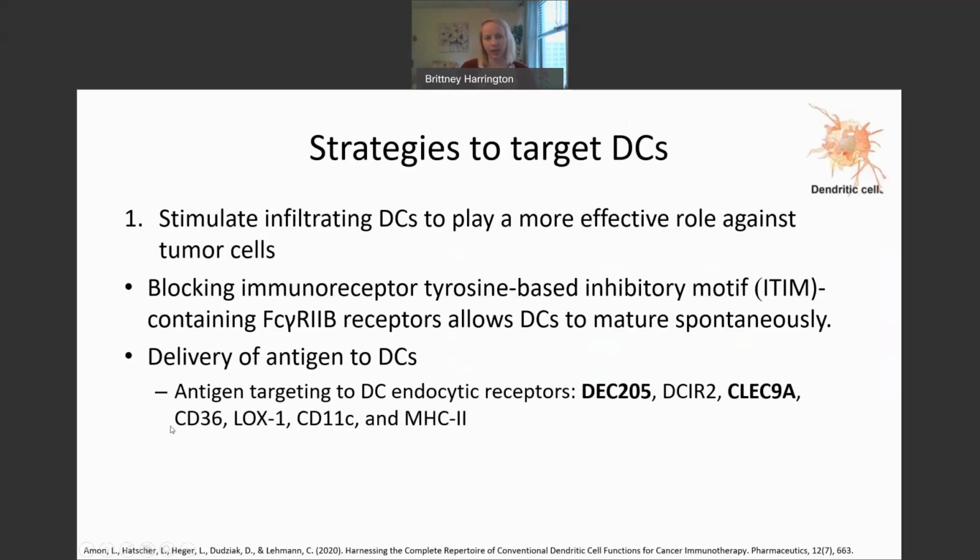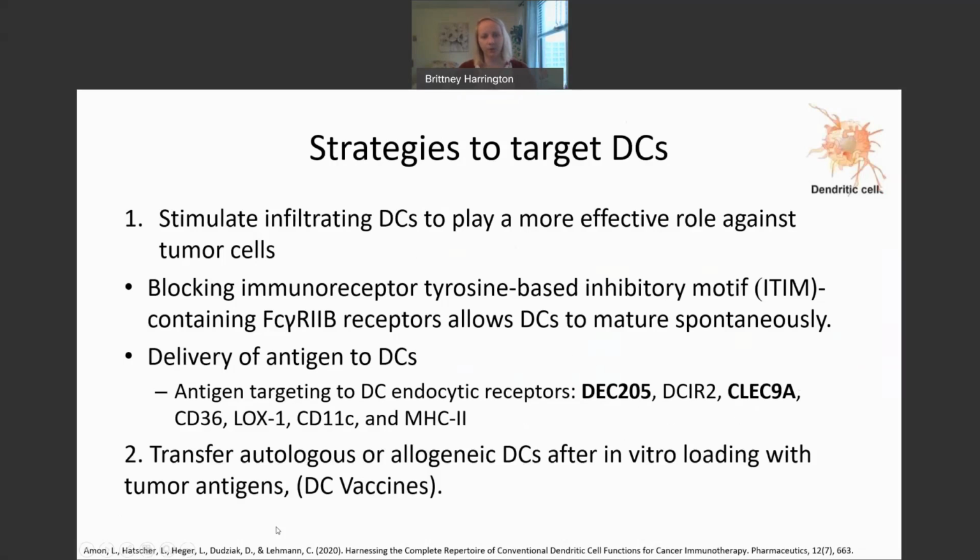You can also feed antigen to dendritic cells if they can't access it in the tumor. There's a couple of more prevalent receptors that are targeted to feed antigen to, including DEC205 and CLEC9A, but I'm not going to discuss these. And of course, DC vaccines. So similar to targeting these receptors with antigen, you can essentially harvest dendritic cells, modify them by feeding them tumor antigens, and then presenting them to T cells. So this creates like a dendritic cell vaccine, which again, Dave will cover.